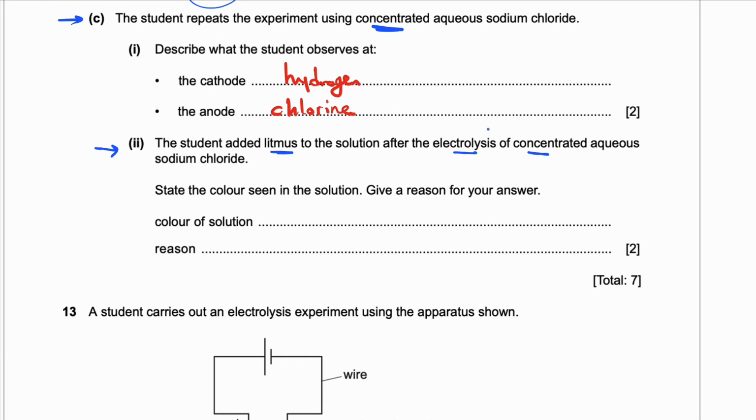So sodium hydroxide means we have an alkali, and alkali turns litmus solution into blue. So the color of the solution is blue, and the reason is because sodium hydroxide remains, and we know that sodium hydroxide is an alkali that will turn the litmus solution into blue.